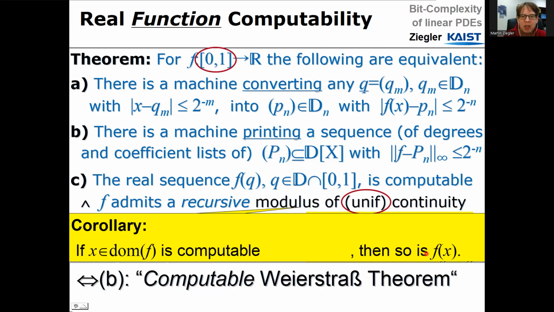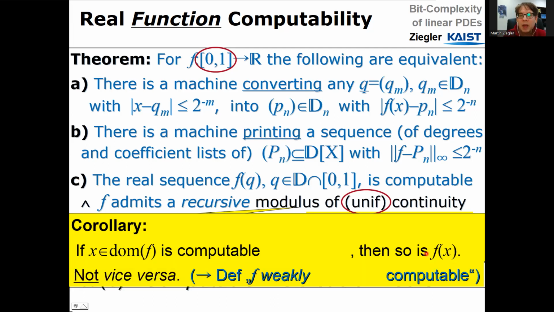It's a kind of an invariance property, but not vice versa. And we're going to use that corollary actually for a definition in a few minutes. We're going to call that weak computability. So we call a function weakly computable if whenever the argument is computable, also the value is computable. But this is really strictly weaker than function computability.